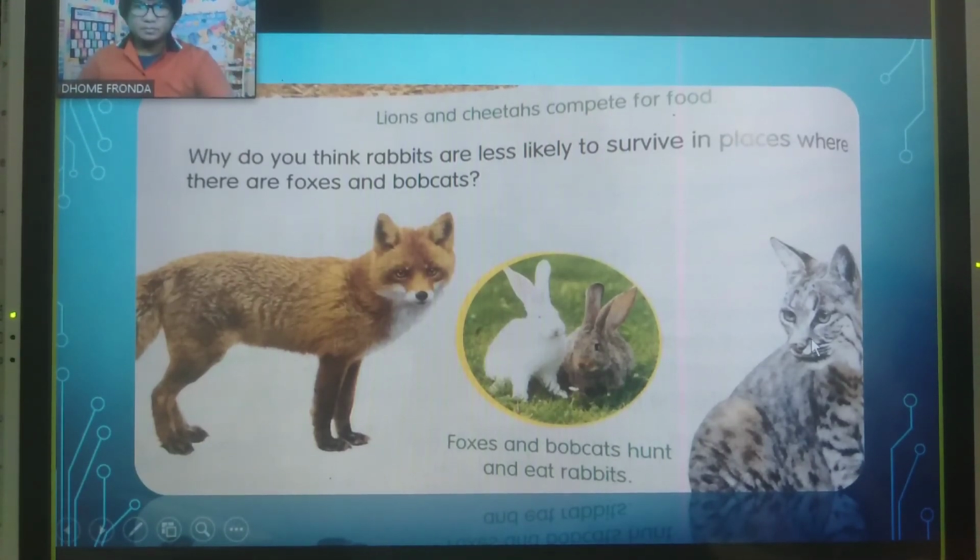So now your lesson will stop here, and we will continue next time about the presence of other organisms and presence of food.